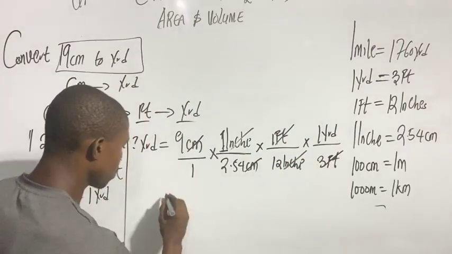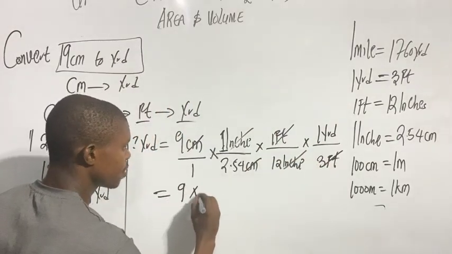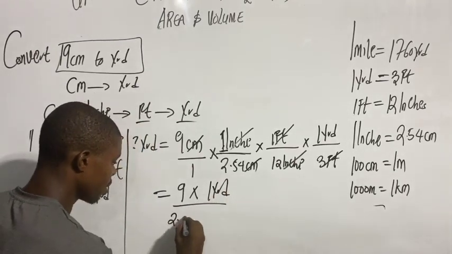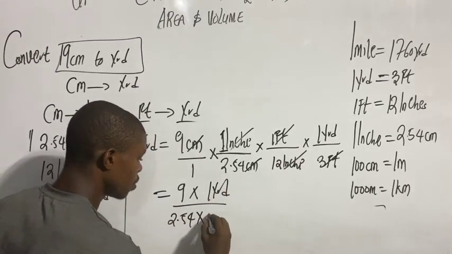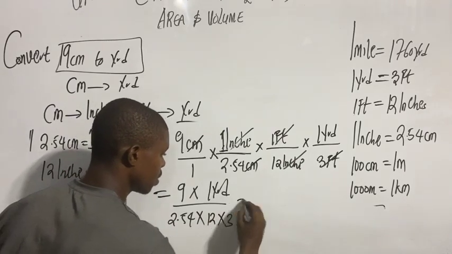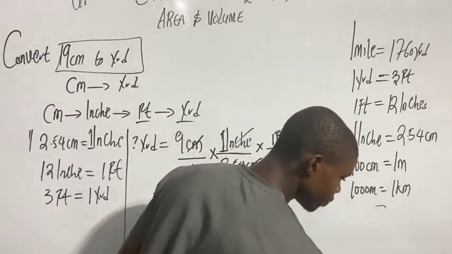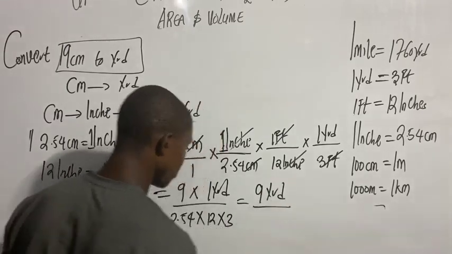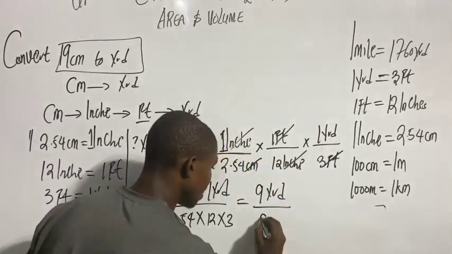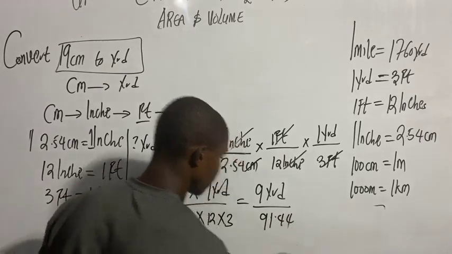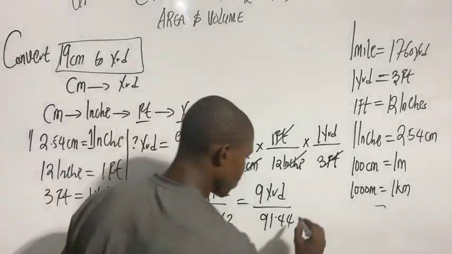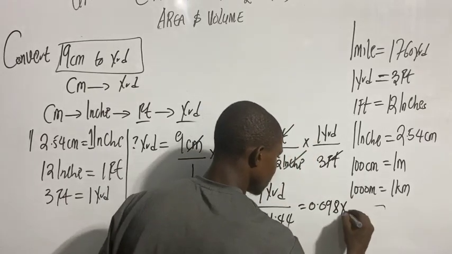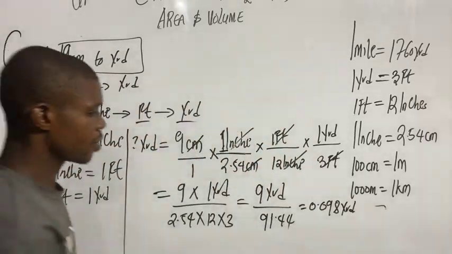After doing that, what I'm going to get is 9 times 1 yard over 2.54 times 12 times 3. You understand? So if you do it here, we have 9 yards over, when you multiply this one here, we have 91.44. Do you get that? So when you divide it, here we have 0.098 yard. You get it? So that is your answer.